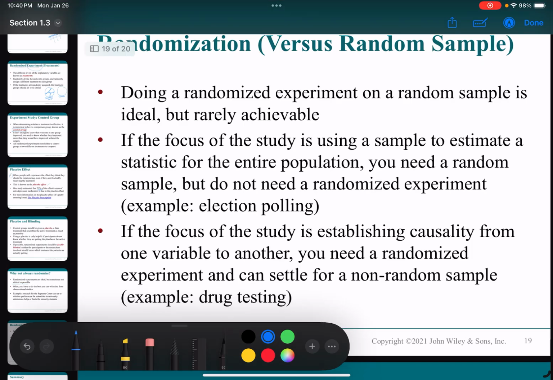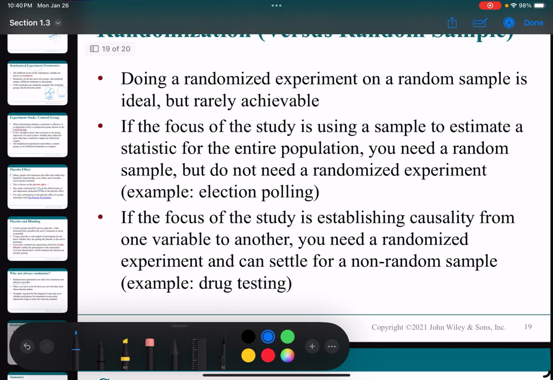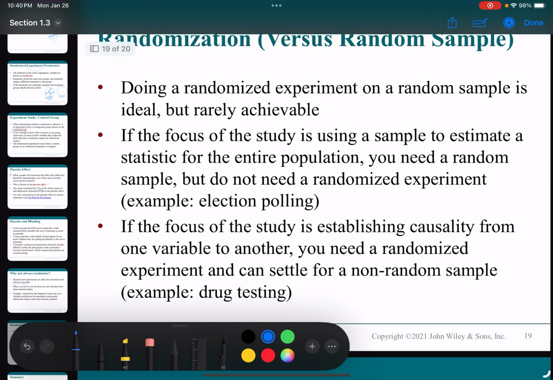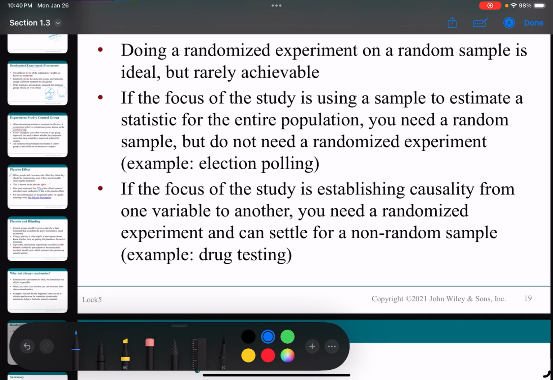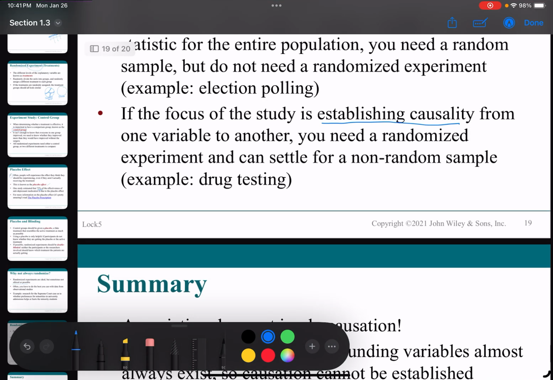So if possible, at least try to use a random sample or a randomized experiment, then we can get good results. In experiments, our focus is to establish causation so that we can make a conclusion about the population. That's the purpose. Especially most of the time we talk about drug testing.